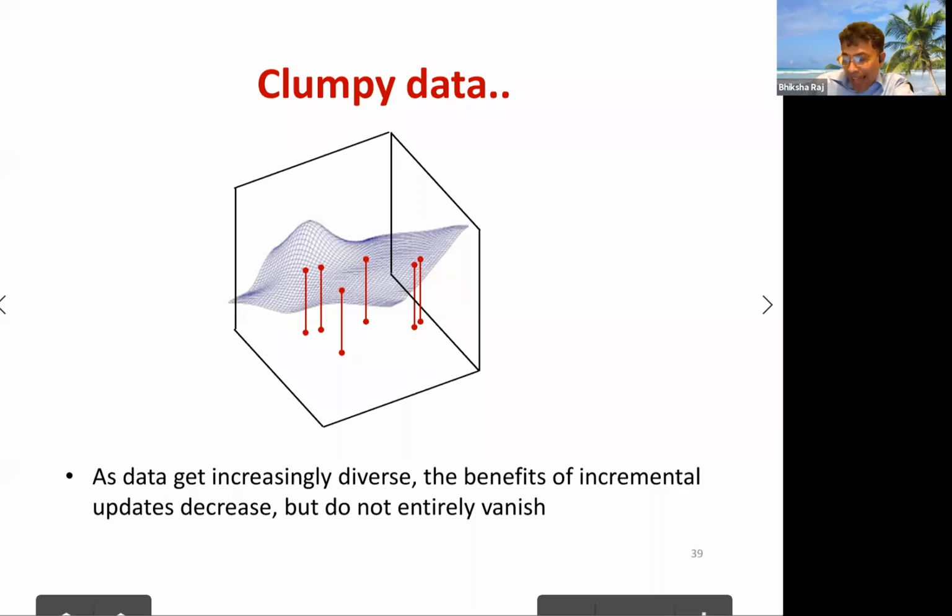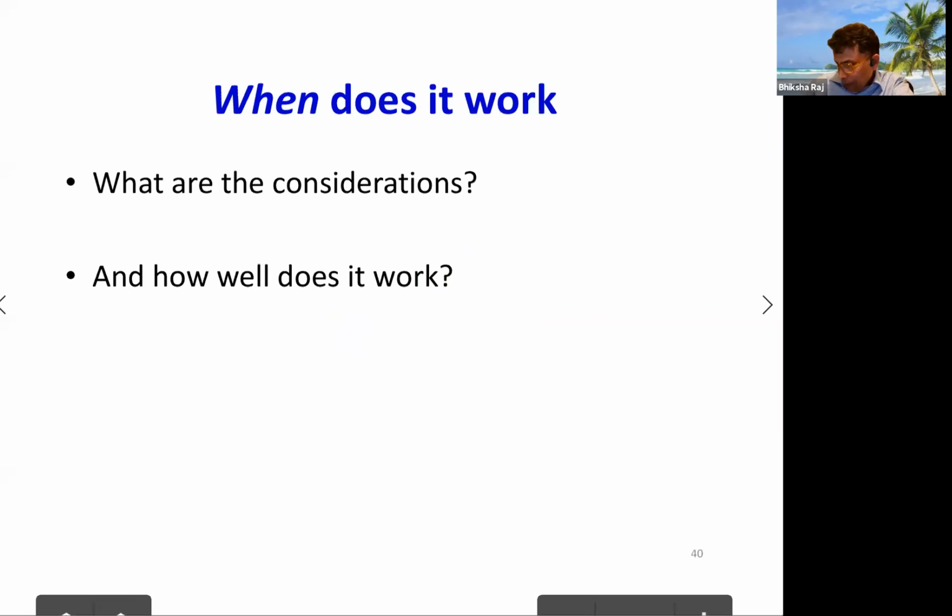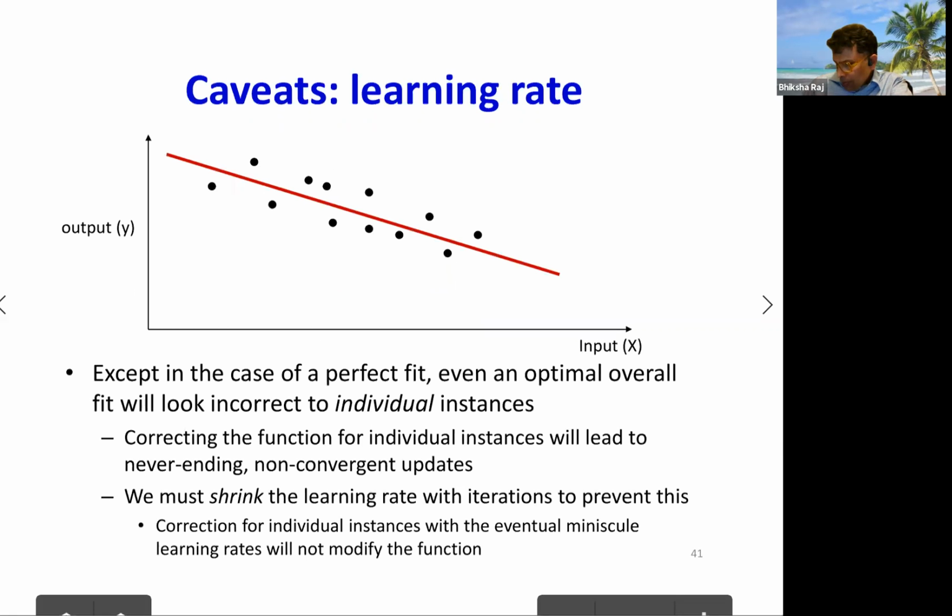I mean, it's not that simple. So let's move on. The previous example provides some kind of a reasonable intuition, but it's not the complete story. So what are the conditions for when it will work and how well it will work? Now, typically, so here's the problem.